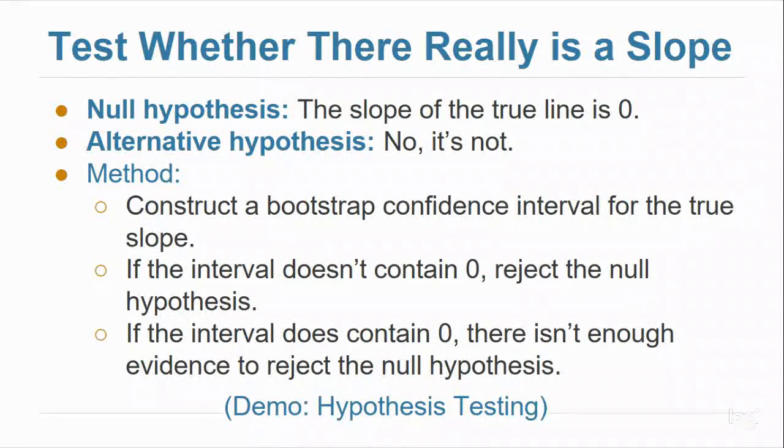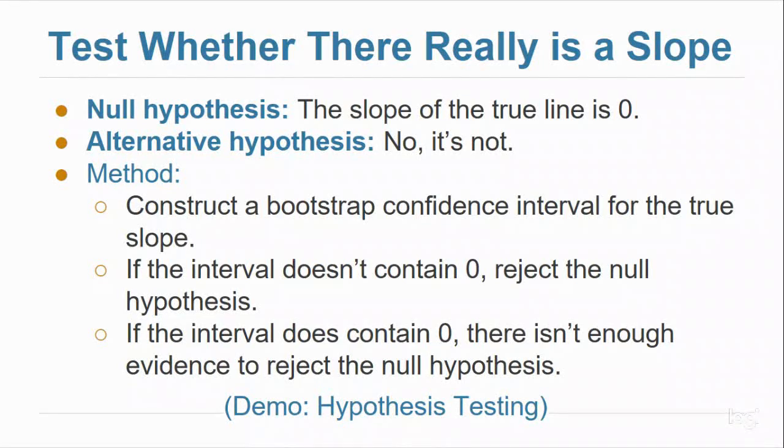Well, we could test that. We could use hypothesis testing. The null hypothesis, remember, null hypotheses usually have an equality statement in them. The null hypothesis here is that the slope of the true line is 0. And the alternative hypothesis is that the slope of the true line is not 0. Our method for testing this would be to construct a bootstrap confidence interval for the true slope.